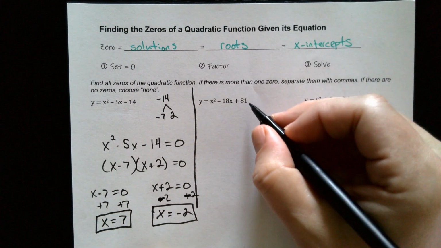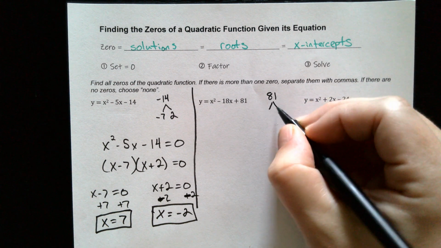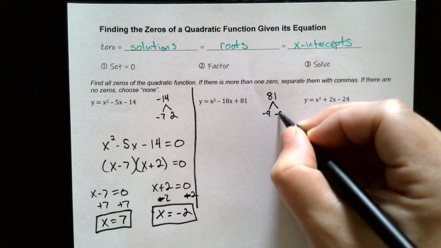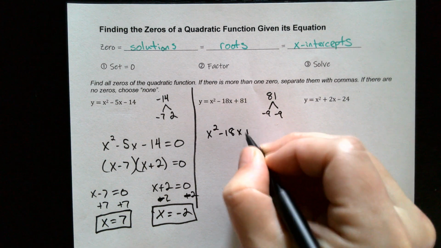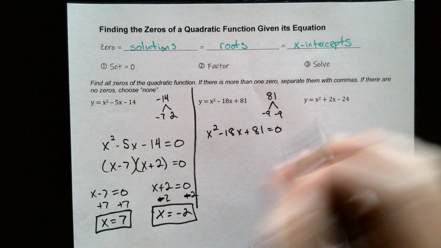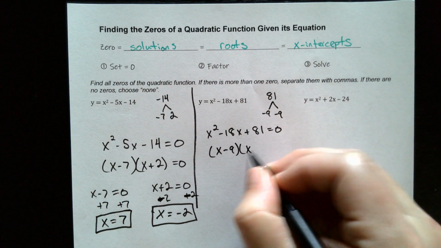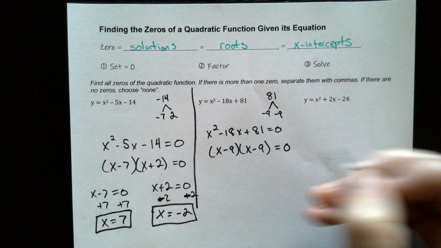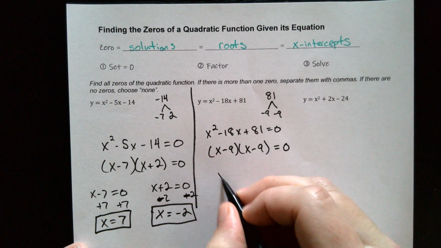All right, for this one, we need two numbers that multiply to get 81 that add to get negative 18: negative 9 and negative 9. So x squared minus 18x plus 81 equals 0. And then that factors into x minus 9 and x minus 9. You can write that as x minus 9 squared if you want. Either way, you only have to solve one of them because they will give you the same solution.